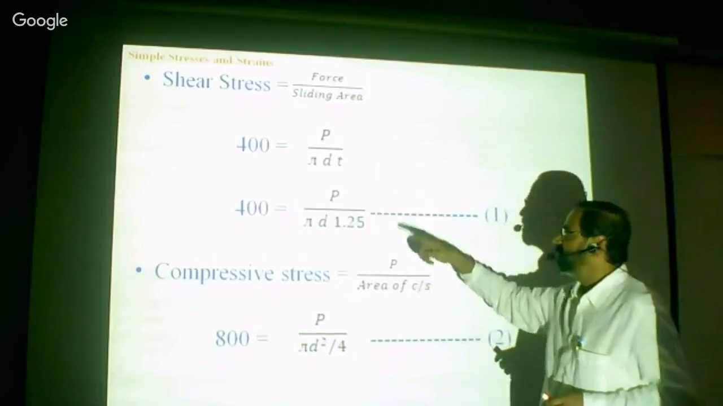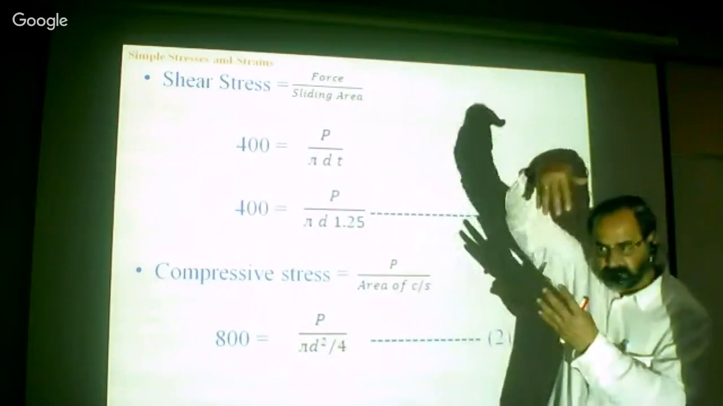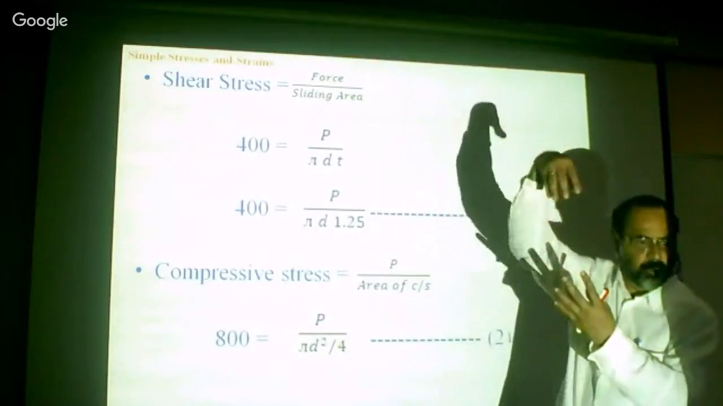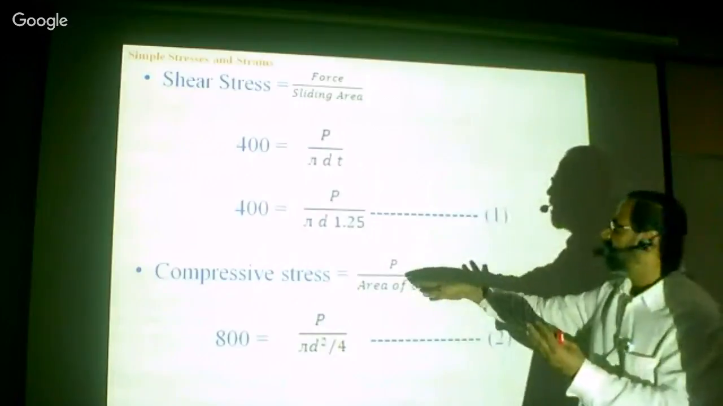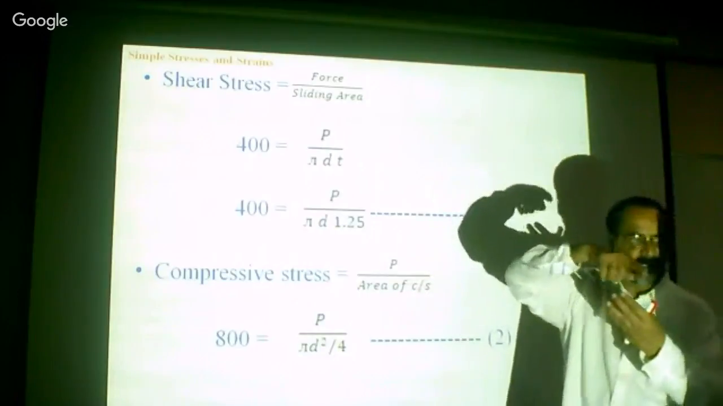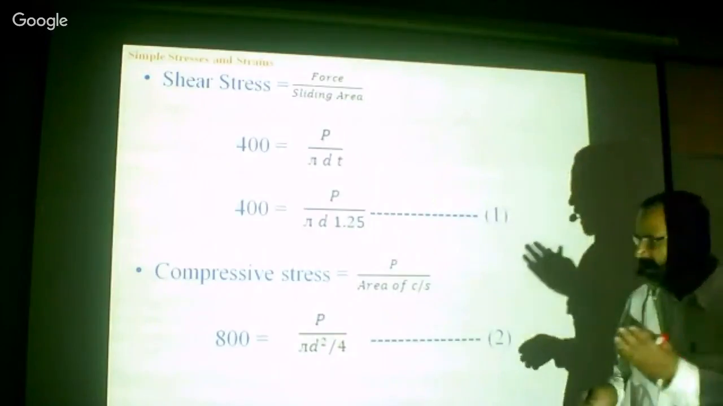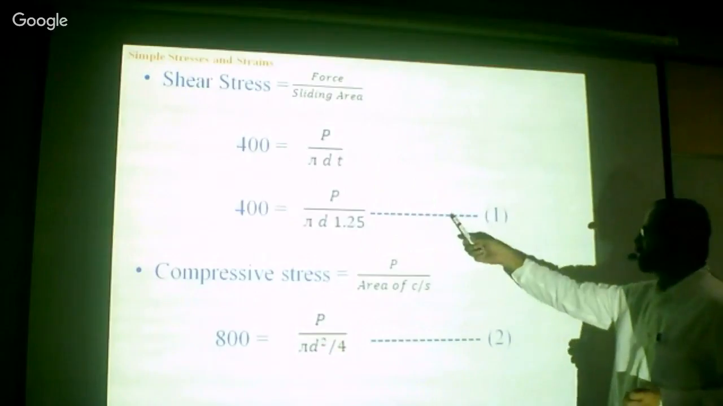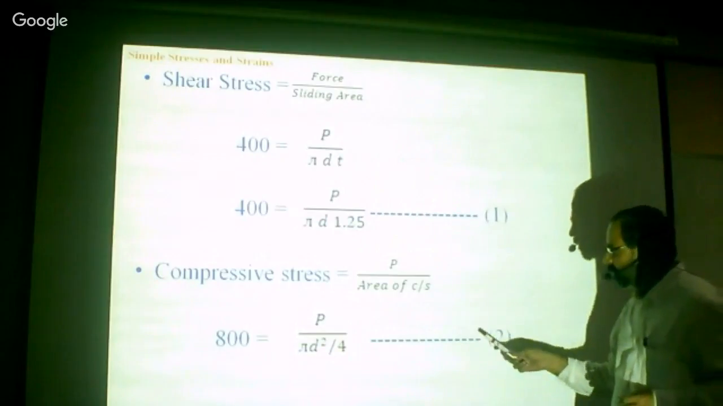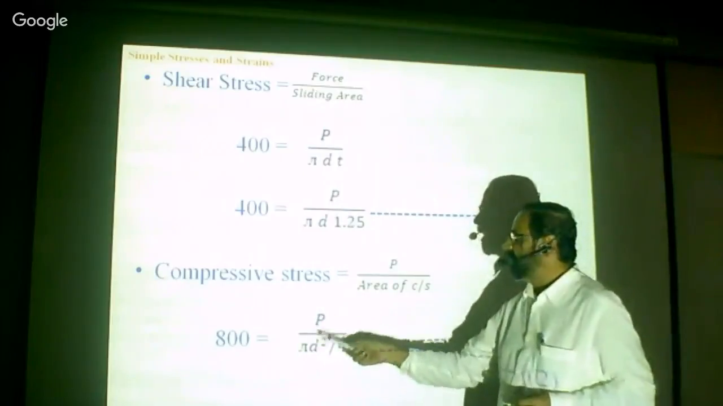Make a difference between these two. Shearing area is the surface through which the punch passes and the hole is made, that is inside the circle. Now here the cross-sectional area is directly the area of that hole, that is pi d square by 4. Therefore, this is equation number 1 and this is equation number 2. Here also we don't know the load and we don't know the diameter.